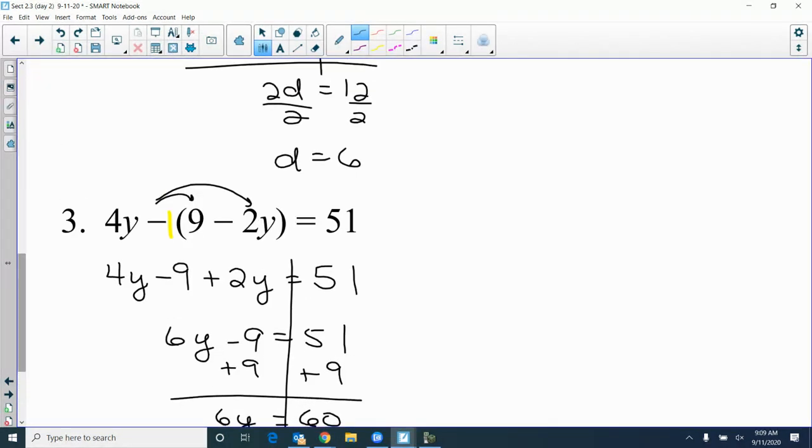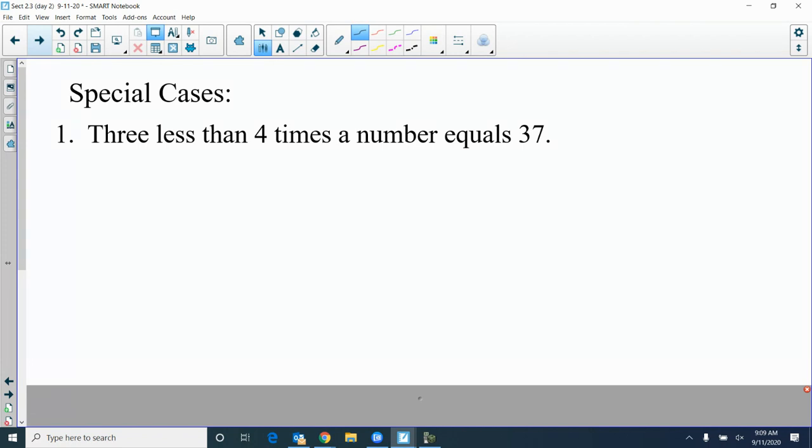All right, now flip it over on the back. Got some special cases for some special people. You guys are special. You need to be able to take a verbal equation, a verbal sentence, and make an equation out of it. So take a look in here.